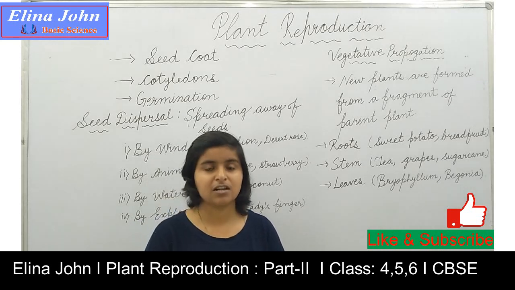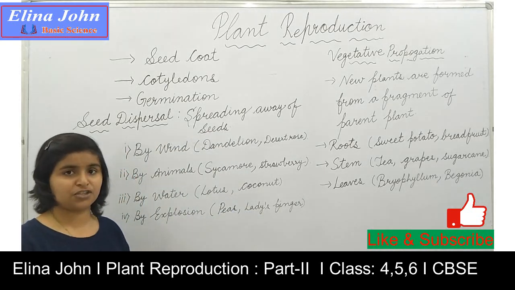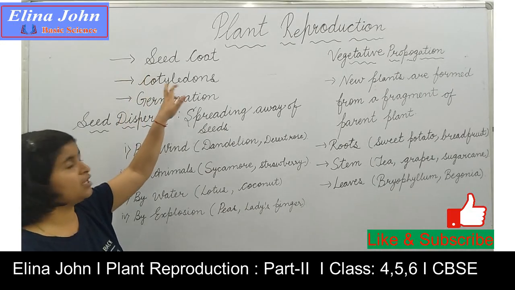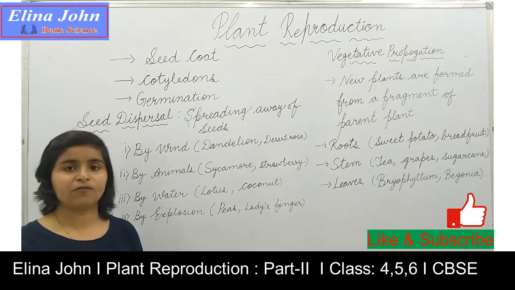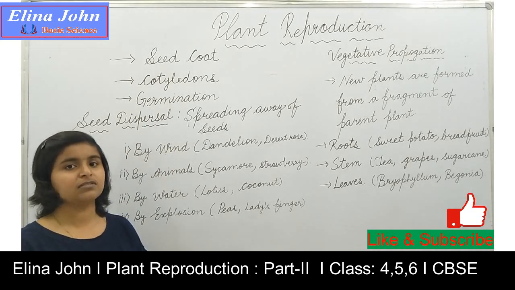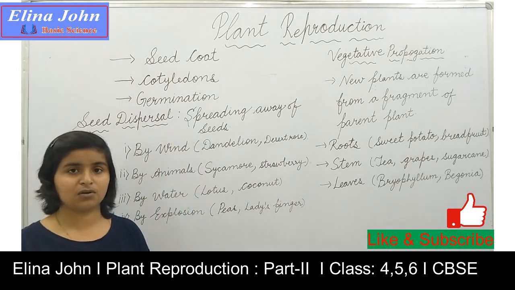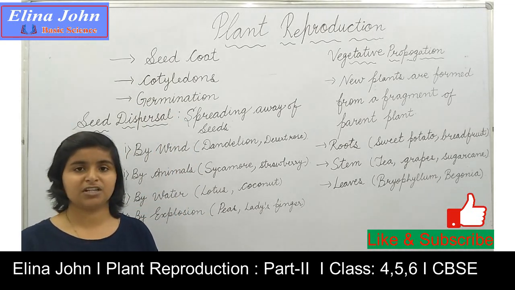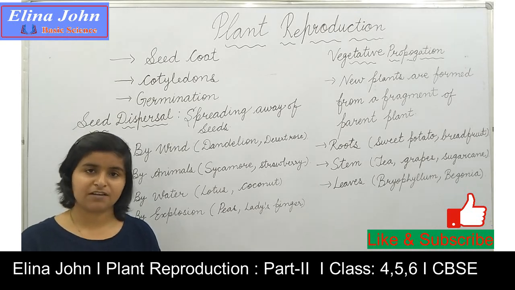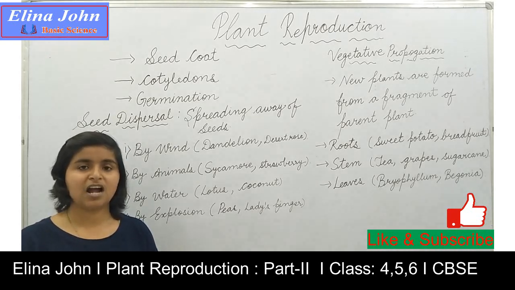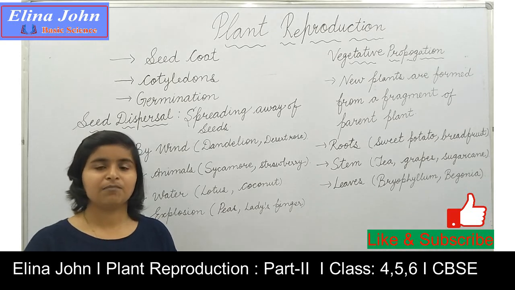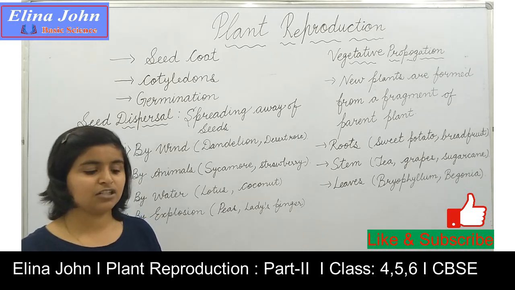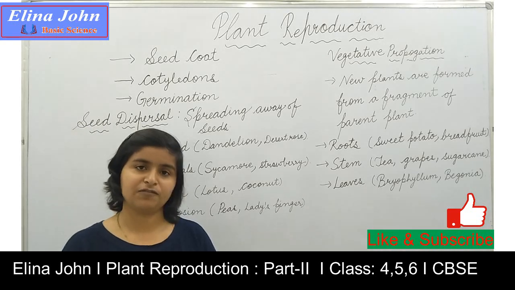Today's homework is to write down the important definitions, that is for the seed coat, cotyledons and germination. Let me repeat once again. Homework for today is to write down the important definitions: seed coat, cotyledons and germination. Seed coat is the outer covering of the seed. Cotyledons are the fleshy part of a seed, and germination is the process by which a new plant is formed from the seed. And draw a well-labeled diagram of germination.